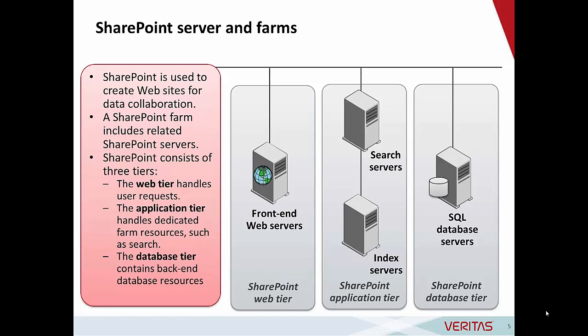The first tier, the web tier, consists of one or more front-end web servers, which is what the users primarily interact with. The second tier, the application tier, is mostly an information management tier, which handles functions such as indexing and search. The third tier is the database tier. These are the back-end SQL servers, which contain the actual content.